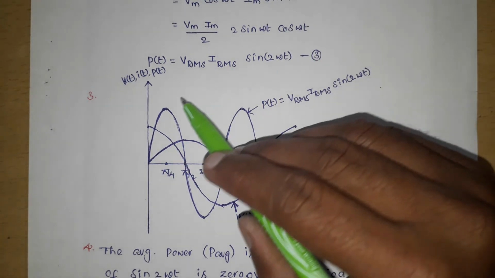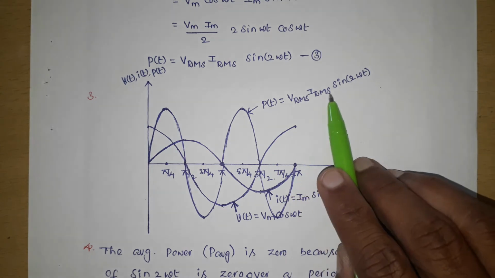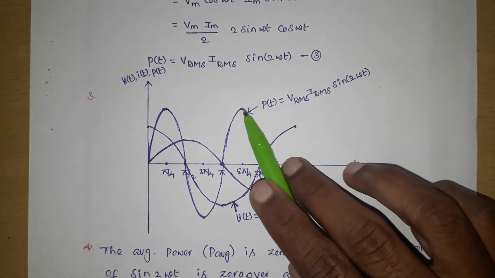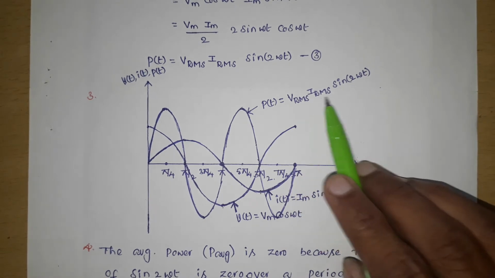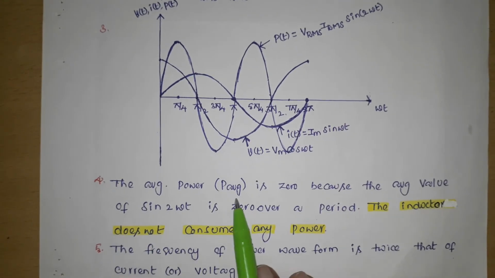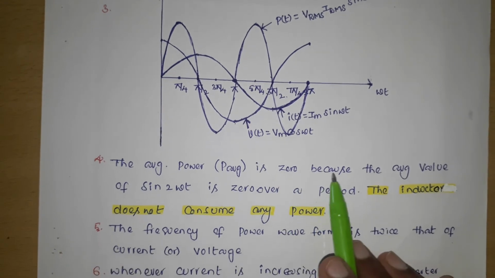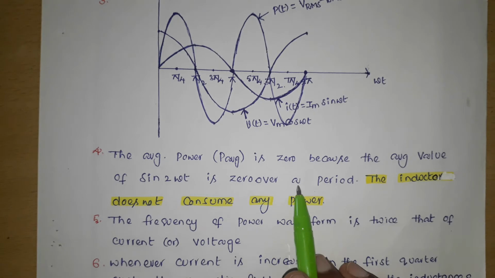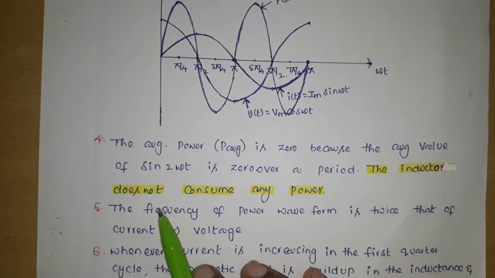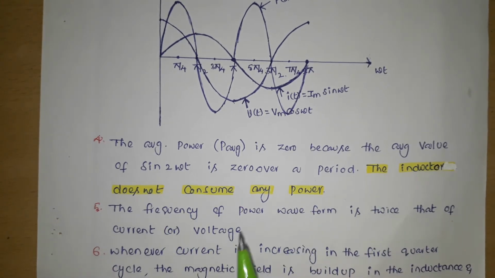So here the maximum power is Vrms Irms. In the power waveform, the maximum value is Vrms Irms. The average power P average is 0 because the average value of sin 2 omega t is 0 over a period. The inductor does not consume any power, so the net power is 0.